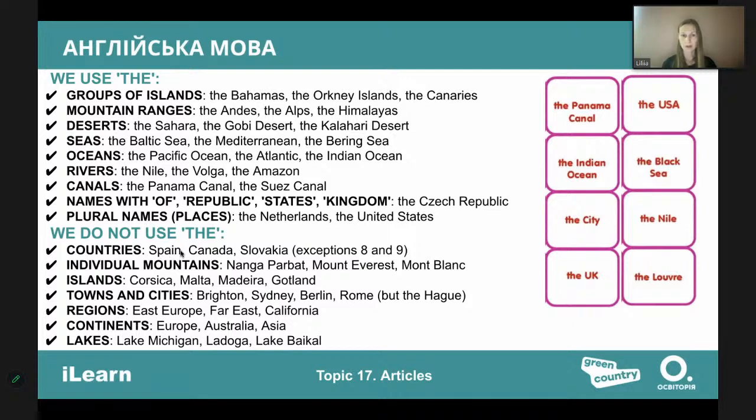When it's a separate country or a separate mountain or an individual island, we don't need any articles. One town, one city, never use an article.